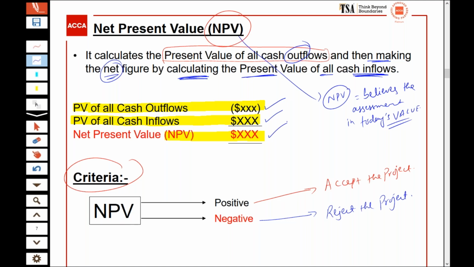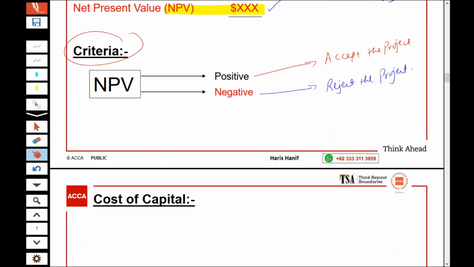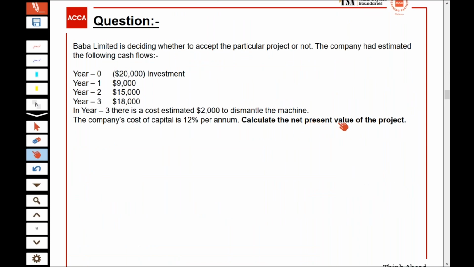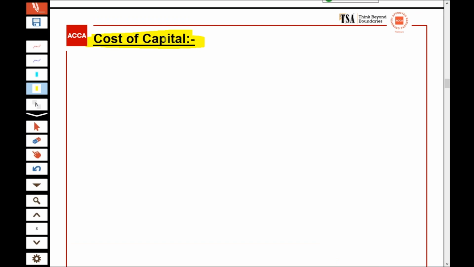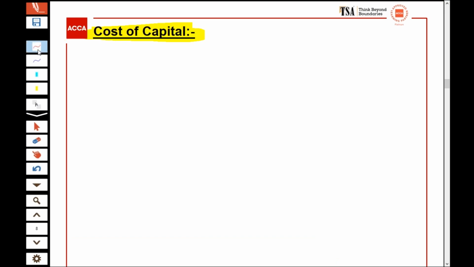Okay, so let's move to the question. This is the question: calculate the net present value of the project. But before starting this question, there is a terminology, which is cost of capital. First of all, we should understand what is meant by the term cost of capital. This is a very important thing which I'm now going to explain and write. As this slide is blank, I have to write it. What is cost of capital? Assume that you are a potential investor and you do not have the amount, and you will be borrowing it.